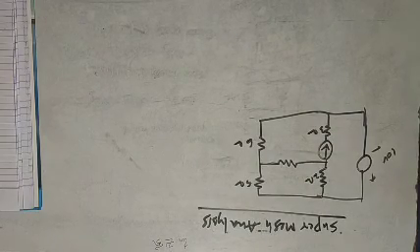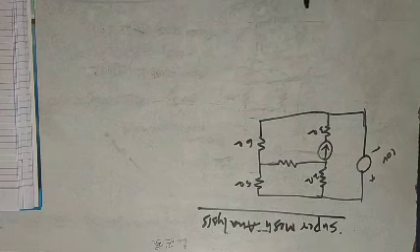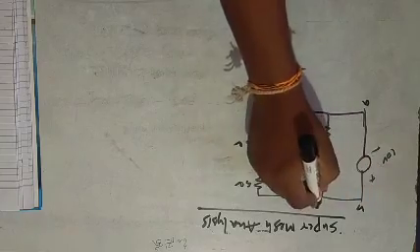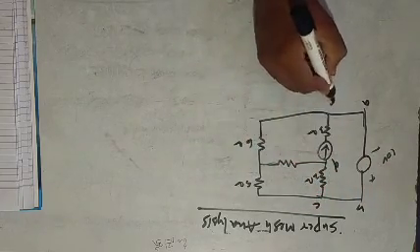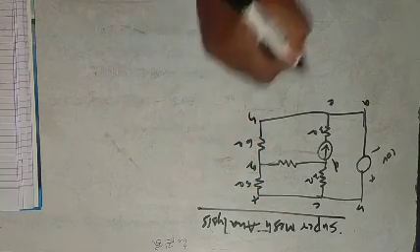Okay, here is the circuit. In this circuit, here only I will solve. First, I will give the names A, B, C, D, E, F, G, and H.